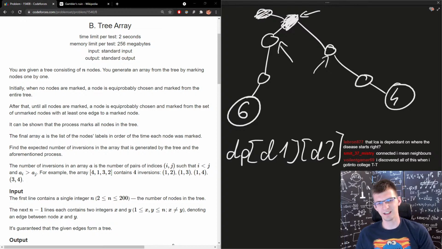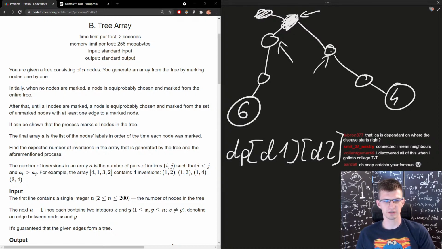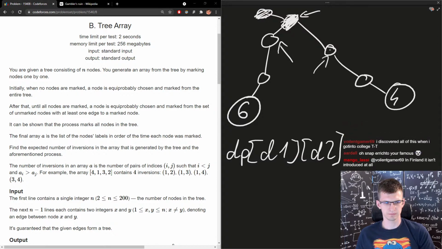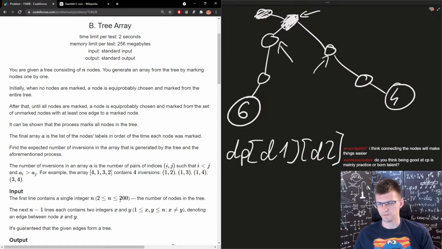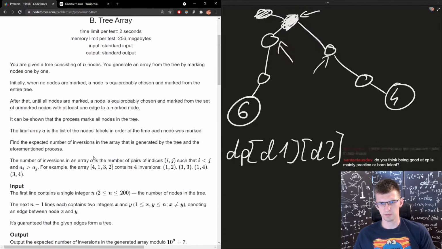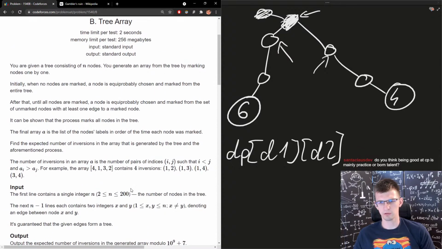So yes, the LCA indeed depends on where we start. Connecting the nodes will make things easier. But this is a tree, everything is connected. What else? I'm guessing right now that n could be bigger. This was a Division-1-B problem. Maybe they didn't want to require some extra tree stuff.